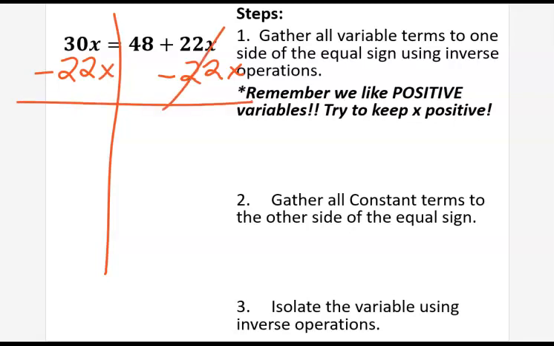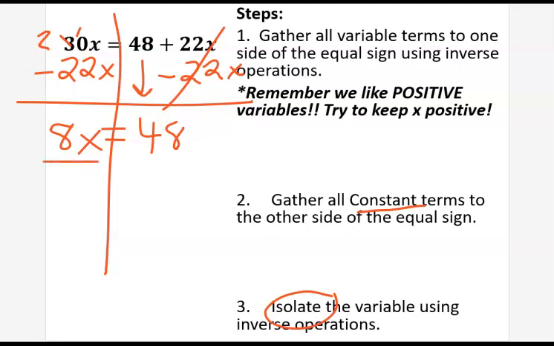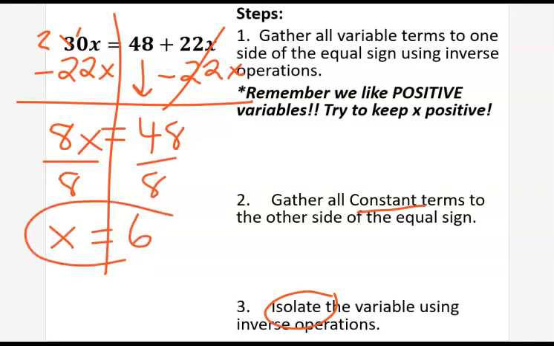I am going to get 30 take away 22 is 8x on the left. And then whatever I'm left with on the right-hand side is just 48. All my constant terms are already on the other side of my equal sign, so I'm going to skip down to step 3 and isolate that variable. I'm going to divide by 8 on both sides. 48 divided by 8 is 6, and that is my answer.